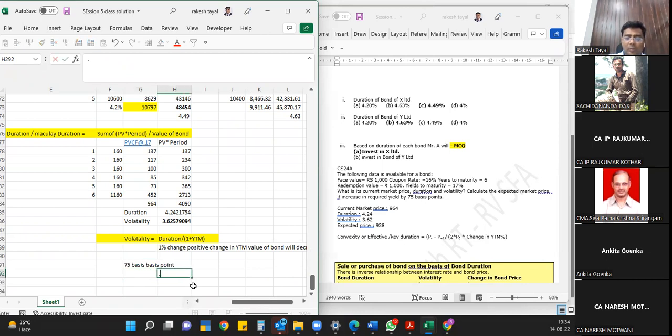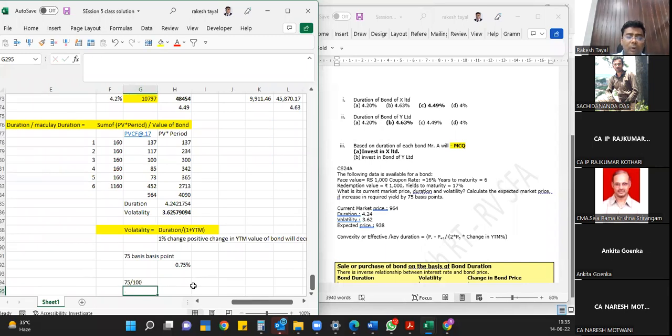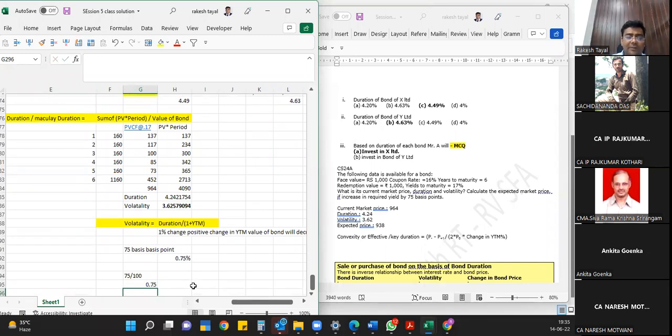Means 0.75%. 75 divided by 100 will be 0.75. Who has given the answer?